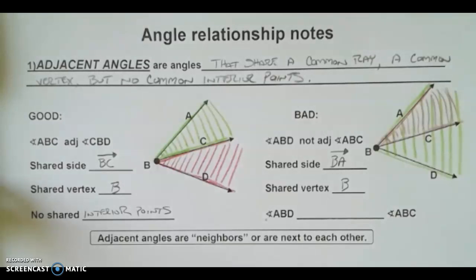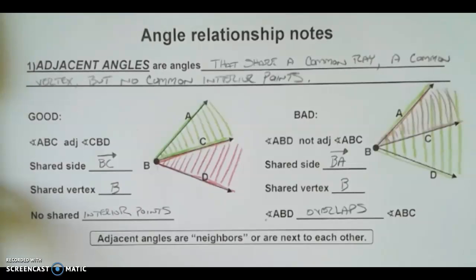Now I have to make sure that they don't share interior points. But this is not going to be true this time. If you look right here, this interior of angle ABC has been shaded twice. It was shaded originally in red, but now it's also been shaded in green because it's also part of the interior of angle ABD. And so I can say here that angle ABD overlaps angle ABC. They share interior points. So these angles are not adjacent to each other because one angle is contained completely inside of the other angle.